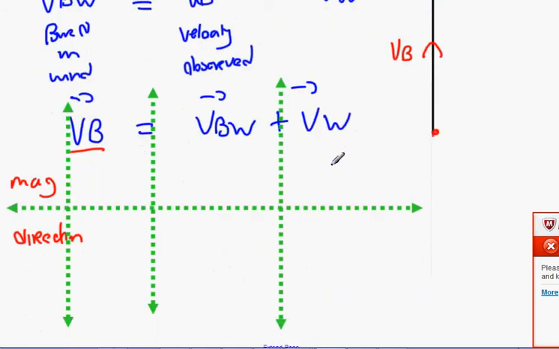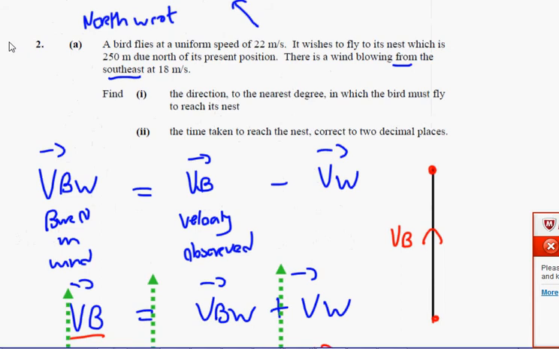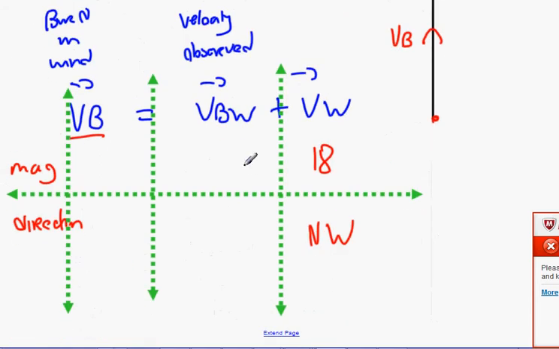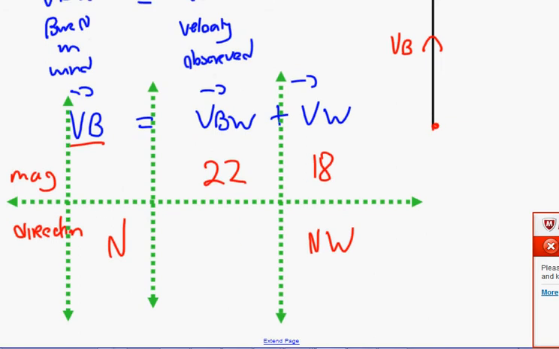I know that VW is going at a magnitude of 18. I know it's going north-west. Do I know the velocity of the bird? I know that it can do 22 in air, and I know that the direction is north. How many pieces of information do I have out of the 6? 4. Exactly, all you need, 4. Okay, and look what happens now.